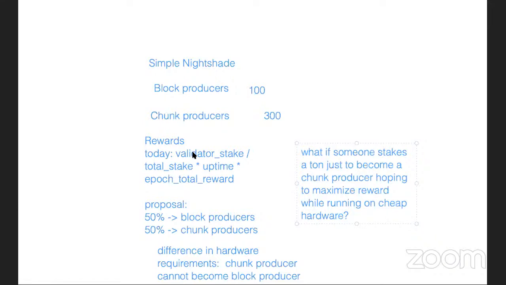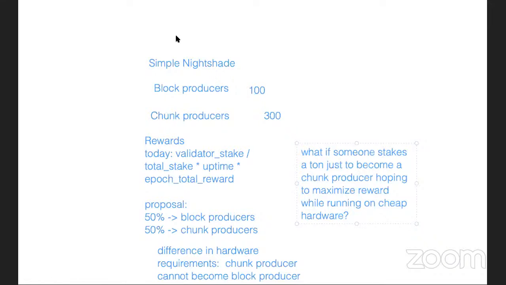So Michael, I think you wanted to say something before you dropped out, but your connection was bad. Yeah, sorry about that. I was just saying, about the concern you've written there with chunk producers running large stake on cheap hardware, that wouldn't be possible under a model where the top X become block producers and the rest become chunk producers, or something like this. Yes, so I see your idea.